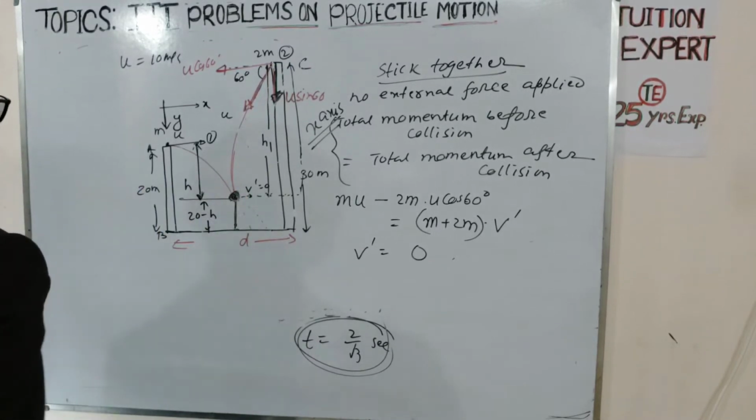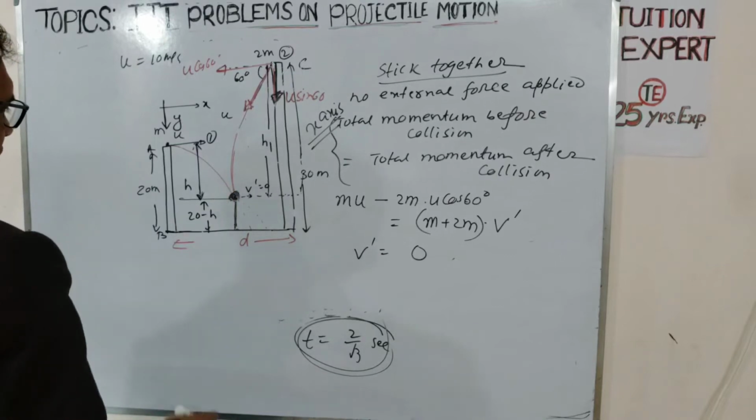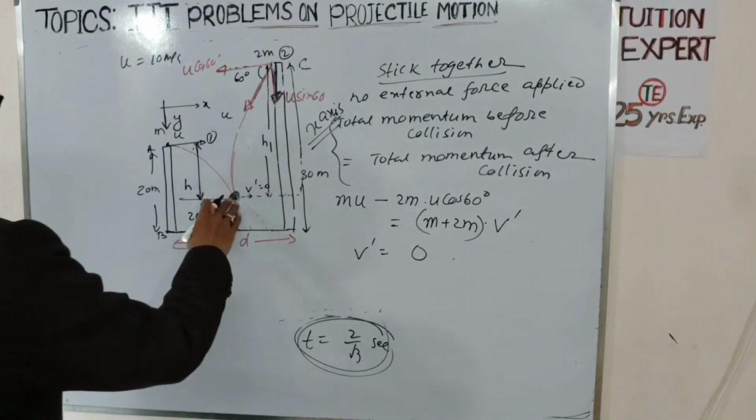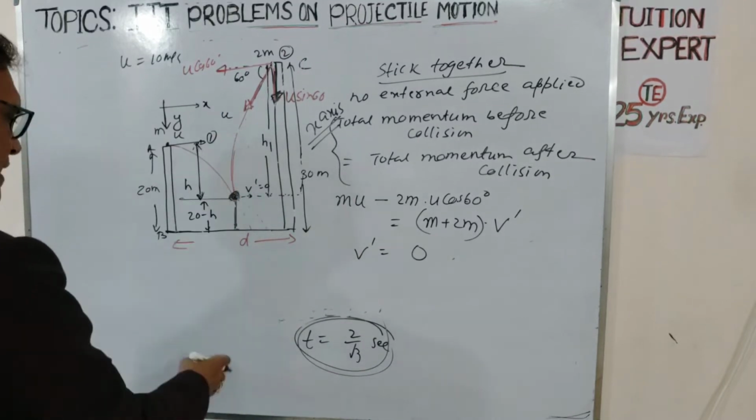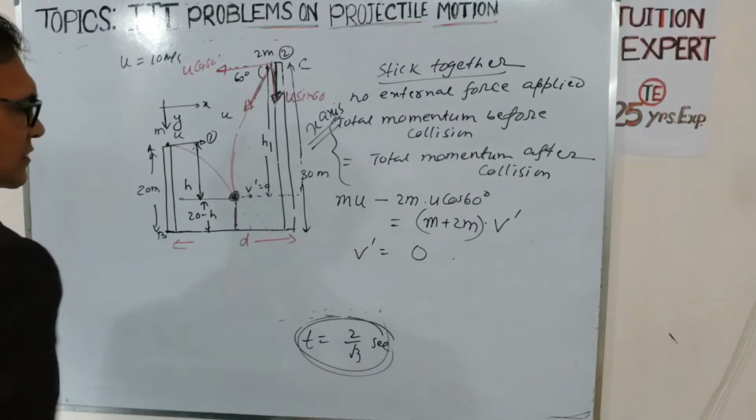At which position? From the point of collision. The two bodies don't move horizontally. After collision, the two bodies combined fall vertically from the point of collision.